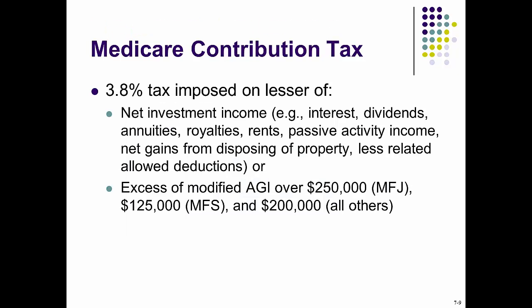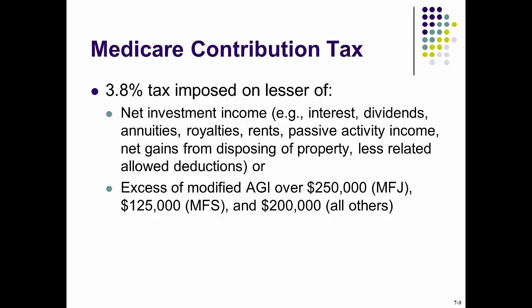However, you need to consider, for those taxpayers who are in the 39.6% tax bracket for their ordinary income, another layer of tax. The government will assess a Medicare contribution tax for those high earners: 3.8% of tax imposed on the lesser of number one, net investment income, NII, or number two, the excess of modified AGI, MAGI, over $250,000 for married filing jointly, $125,000 for married filing separately, half of the married couple filing jointly amount, and $200,000 for all others.